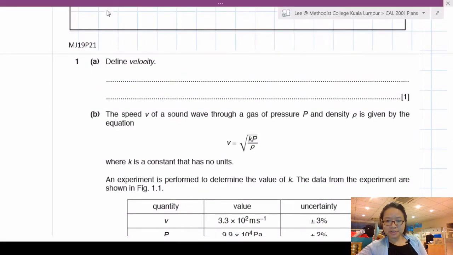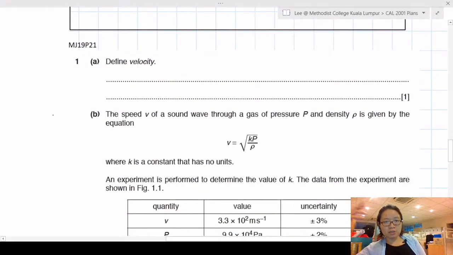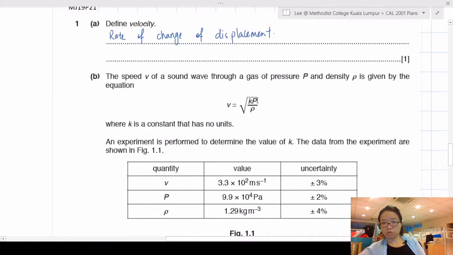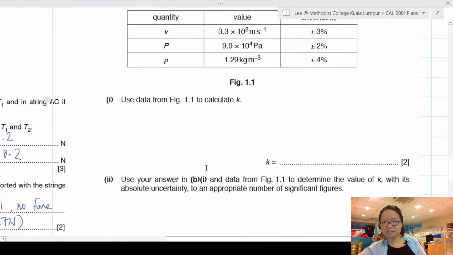Anyway, let's look at the last question. This is May June 19, paper 2-1. You are asked to define velocity. In the next revision video, I'll talk about the definition. Again, very briefly, I'm just rushing through this to let you know what you should know. Okay, does that make sense? Anyway, this is rate of change of displacement.